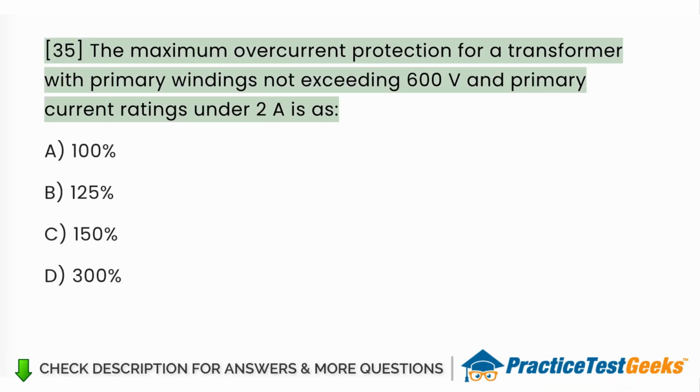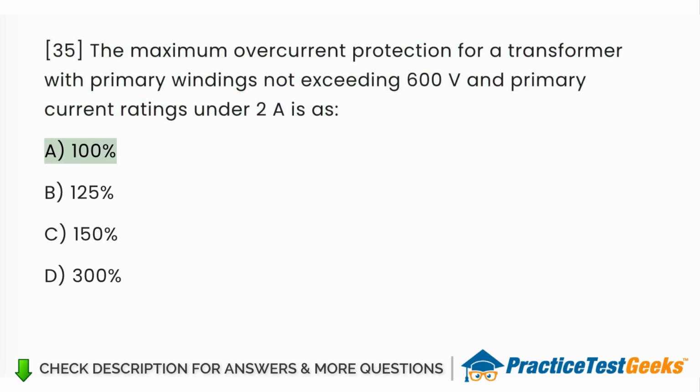The maximum overcurrent protection for a transformer with primary windings not exceeding 600 V and primary current ratings under 2A is as: A. 100%. B. 125%. C. 150%. D. 300%.